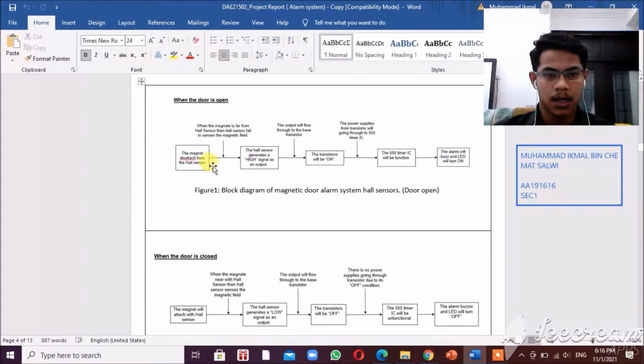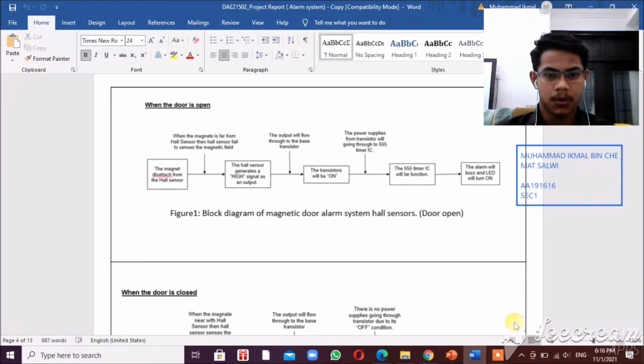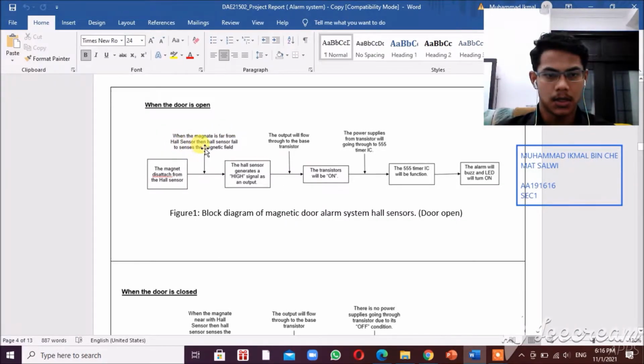So let's start. When the door is open, the magnet will be detached from the Hall sensor. When the magnet is far from the Hall sensor, it fails to sense the magnetic field. Thus, the Hall sensor generates a high signal as an output. The output will flow through the base of the transistor, and the transistor will be on. The power supply from the transistor will flow to the 555 timer IC. Therefore, the 555 timer IC will function, and if the 555 timer functions, the alarm and the buzzer will be turned on.